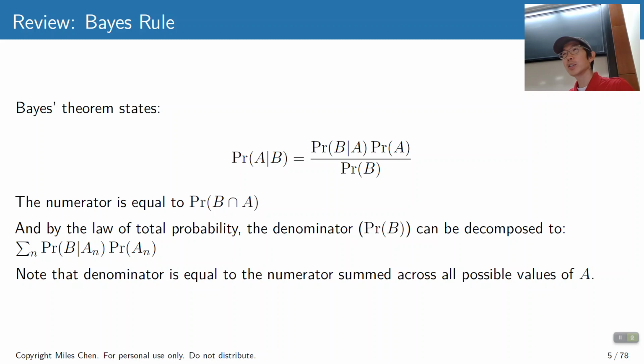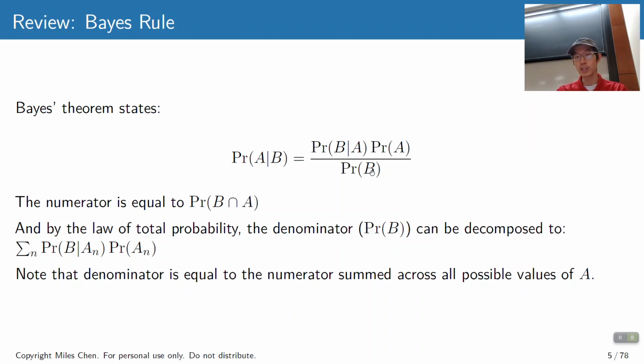The probability of A given B, I think this is from Stats 100A or 170S or something. Probability of A given B is the probability of B given A times the probability of A, divided by the probability of B, right? This numerator, probability of B given A times the probability of A, is equal to the probability of B and A, or B intersection A.